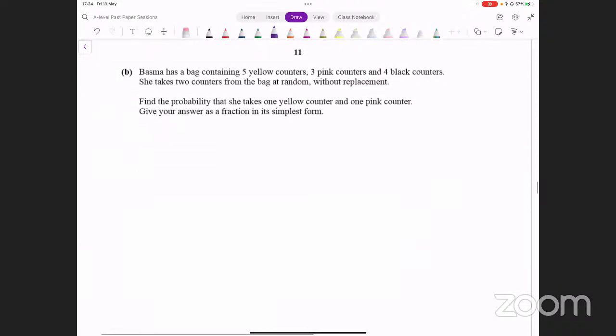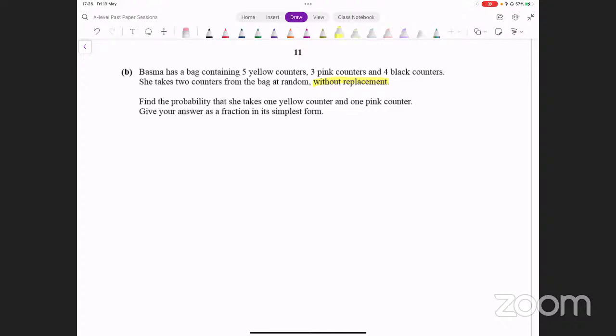Basma has a bag containing 5 yellow counters, 3 pink counters, and 4 black counters. Total कितने हुए? 5, 3, 8, and 4, 12. Total 12 counters. She takes 2 counters from the bag at random without replacement. Now that's important. So when she takes one counter out, she does not replace it back, और वो एक दूसरा उठा लेती है उसके बाद. We need to find the probability that she takes one yellow counter and one pink counter, giving our answer as a fraction in its simplest form.